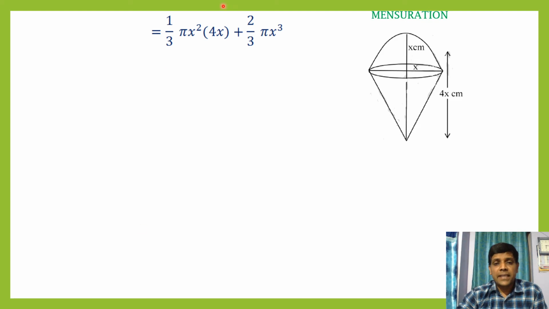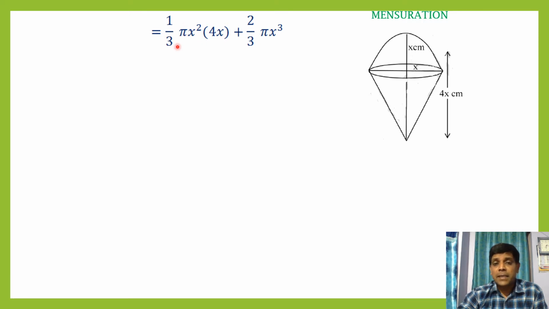1/3 πr²h plus 2/3 πr³. So look at the diagram. Here the height of the conical portion is equal to 4x. Okay, 1/3 πr²h.